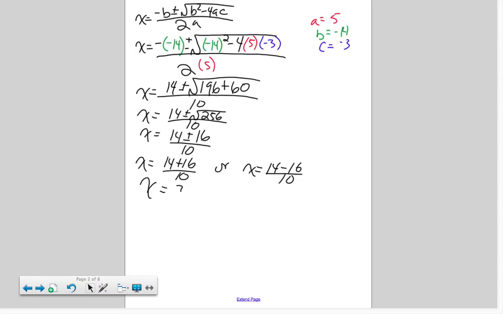So here we get x is equal to 30 over 10, which is equal to 3. X is equal to here minus 2 over 10, which is equal to minus 1/5. So there are our roots.